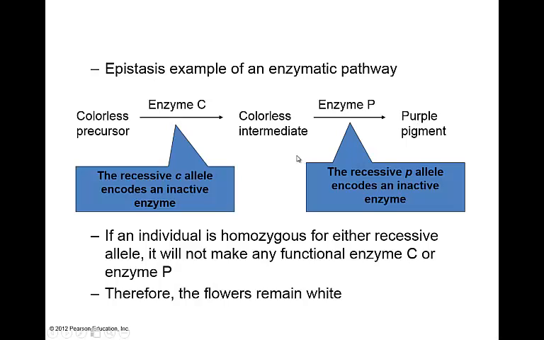Now, if an individual is homozygous for either recessive allele, either this one or this one, it doesn't really matter which one, it's never going to make this final purple pigment. And so what can happen in this case is, even though this enzyme P might be completely fine, if enzyme C is screwed up, you're never going to get this colorless intermediate, so enzyme P can never work on it, and you're never going to get the purple pigment. And so this enzyme C is kind of obscuring the expression of, say, the enzyme P. And so what's going to happen is that, in this case, the flowers would remain white.